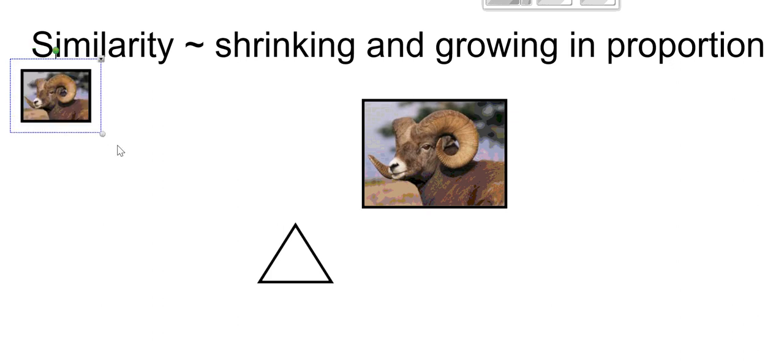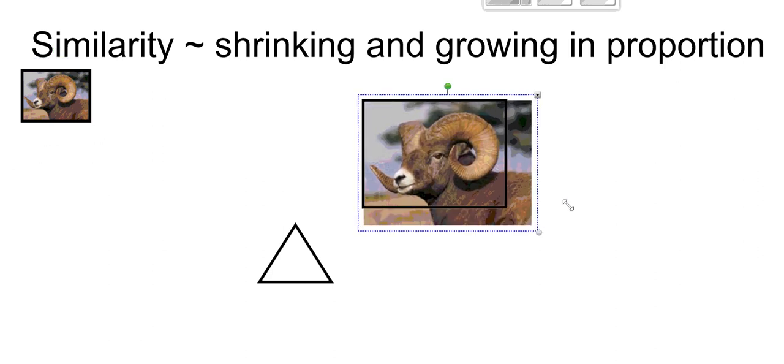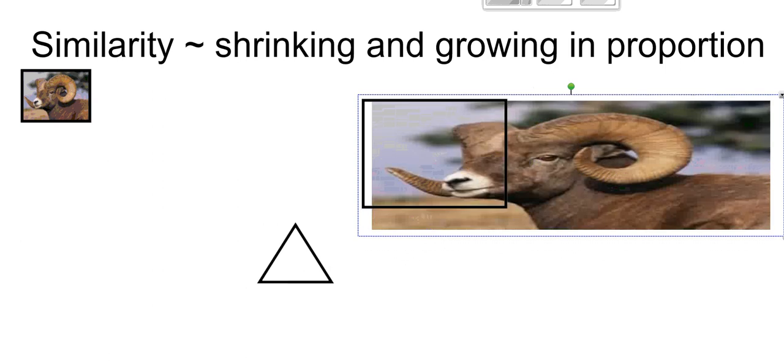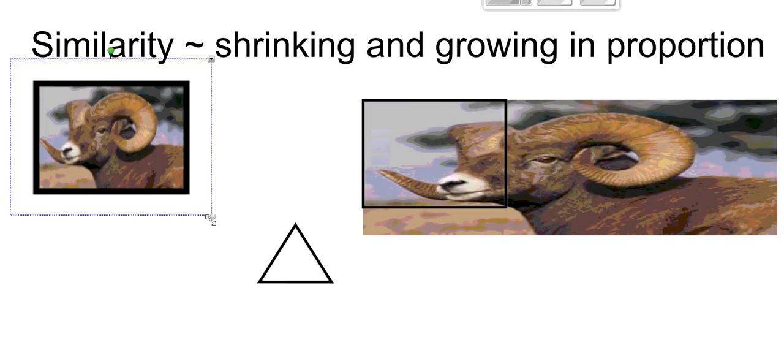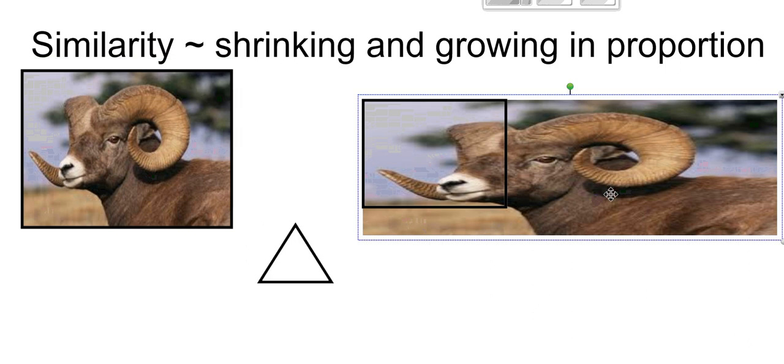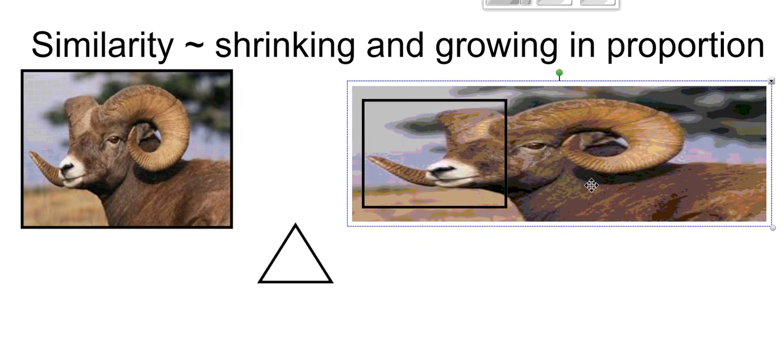But when things aren't similar, notice if we shrink and grow and things get out of proportion, these objects are no longer similar. This image of this ram looks very different when we have it in or out of proportion.